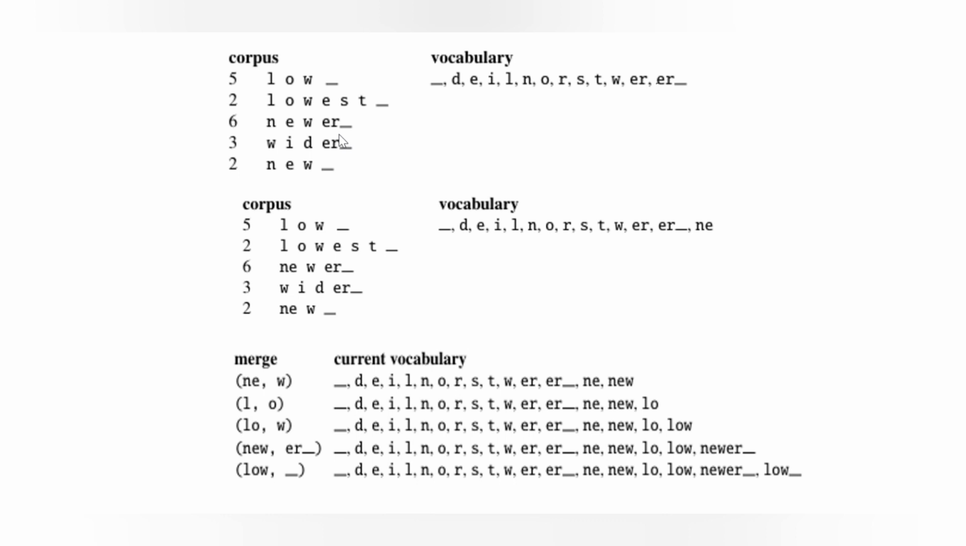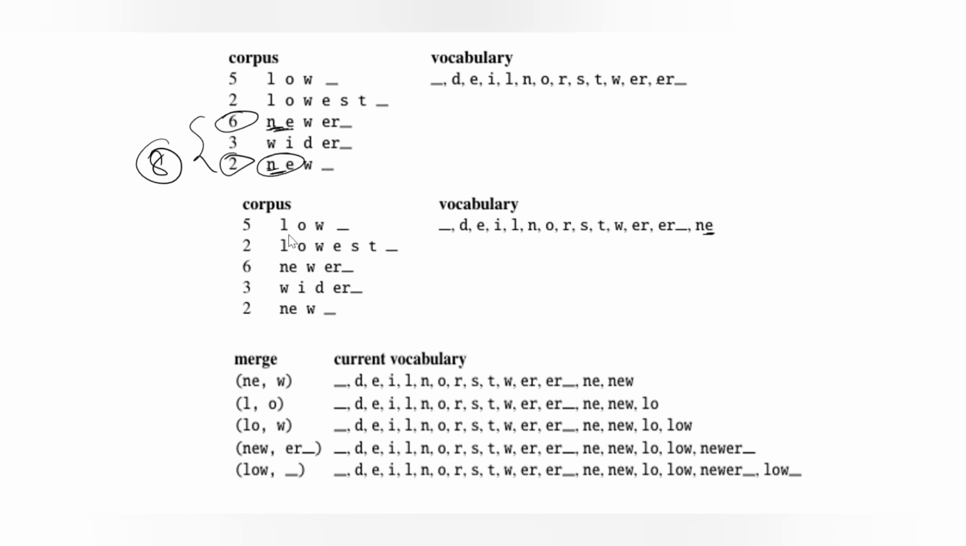Now in the next iteration, we are going to find the next pair that is appearing most frequently in our training corpus. So the next pair is NE. As you can see, N and E are appearing 6 times, and N and E here are appearing again 2 times. So it's a total of 8 times. So we are going to merge N and E together, and then add NE to the vocabulary.